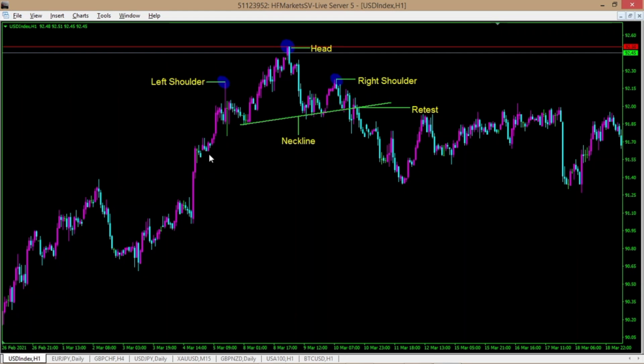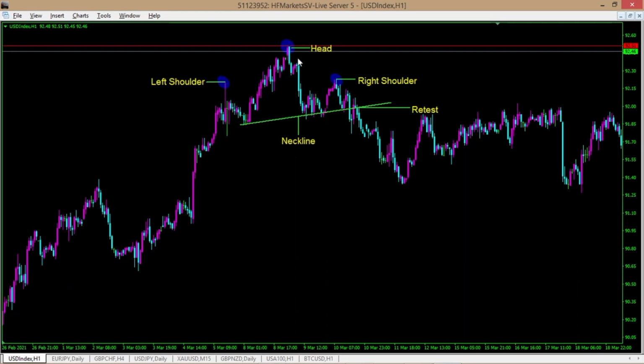Now in a head and shoulder pattern, we make a high first, then we go down. Price retraces, right? And then we form a higher high. When we form the higher high, price goes down again. And then it goes up the third time. But this third time, it doesn't go above the previous high. It stays within the area of the first high that was formed. So it does not go above the highest one.